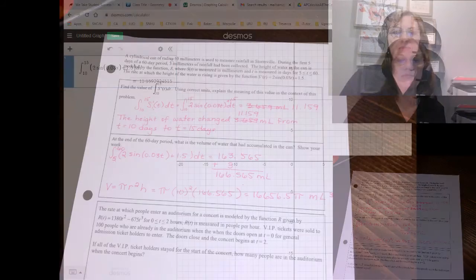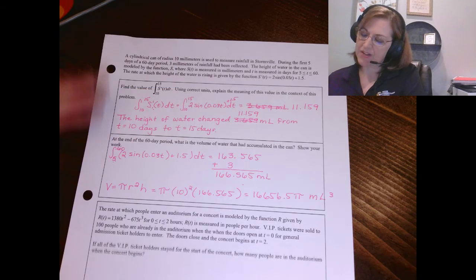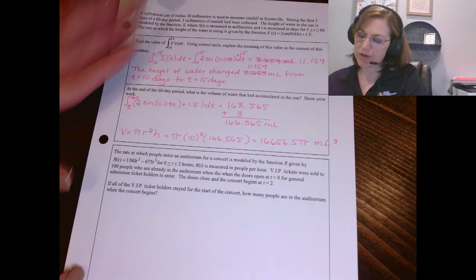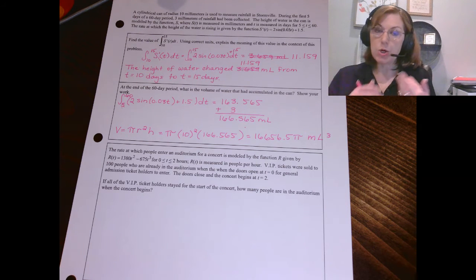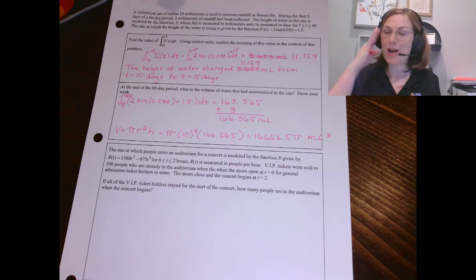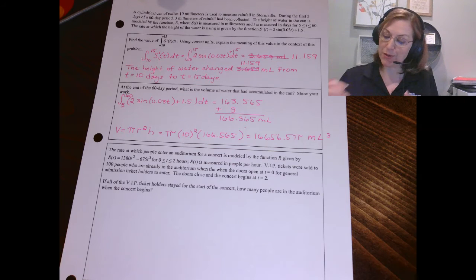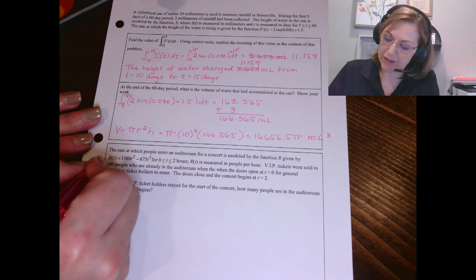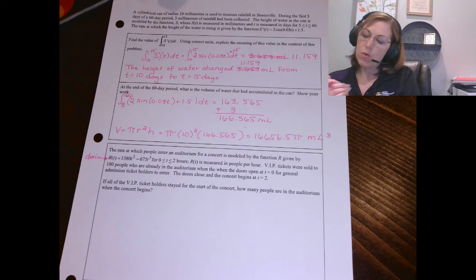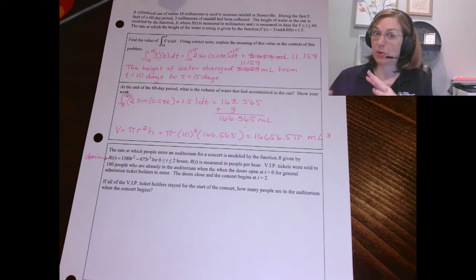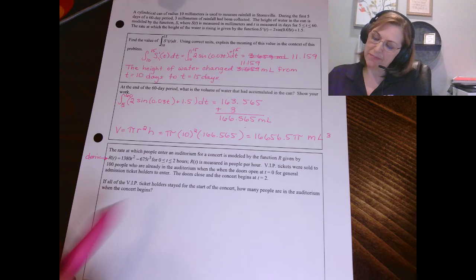Okay, one problem left then. Let's take a look at the last one. The rate at which people enter an auditorium for a concert is modeled by R. Now, notice R is not labeled as R prime, even though it's a rate. I want you to notice this is a derivative. Okay, where R of T is measured in people per hour. Another reason I know it's a rate.